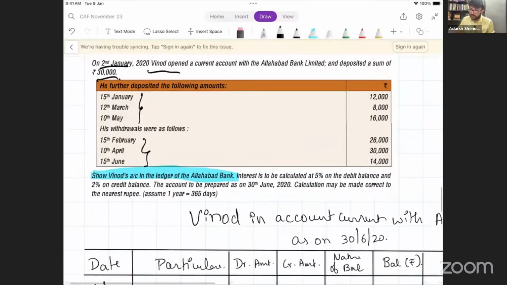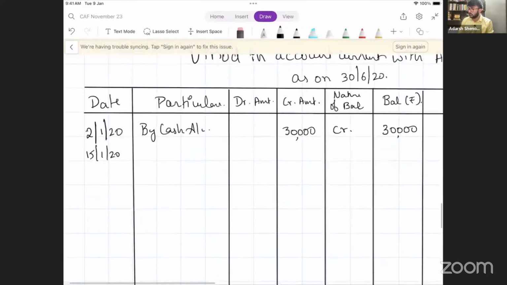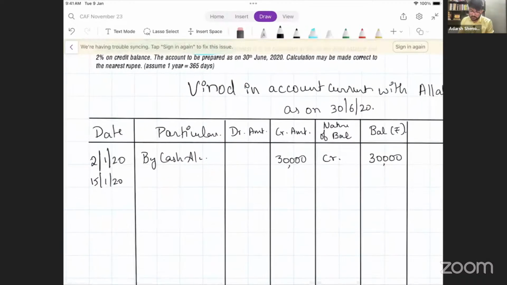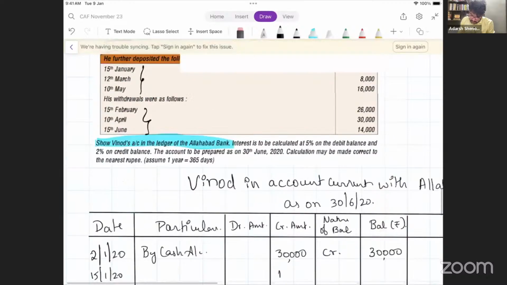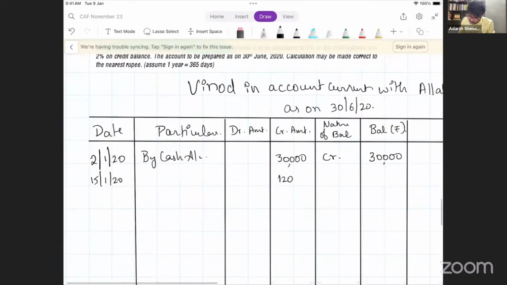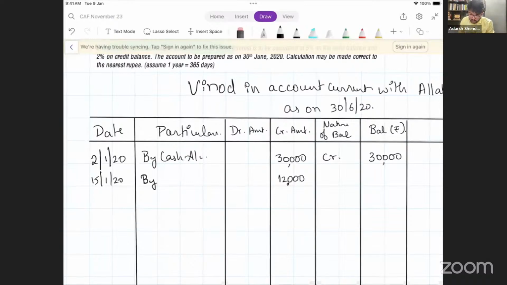Again, it is a deposit. So he's giving us more money. What is the entry when he's giving us more money? Cash account debit to Vinod's account. So we will have to credit Vinod's account. So again, on the credit side, I will write the amount. How much is he giving me? 12,000 rupees. And in the particulars column, what do you write? By cash. The particulars column is common. There are no separate debit particulars and credit particulars. It's a common column, but you have to write the wording clearly. By or to, you have to write it properly.